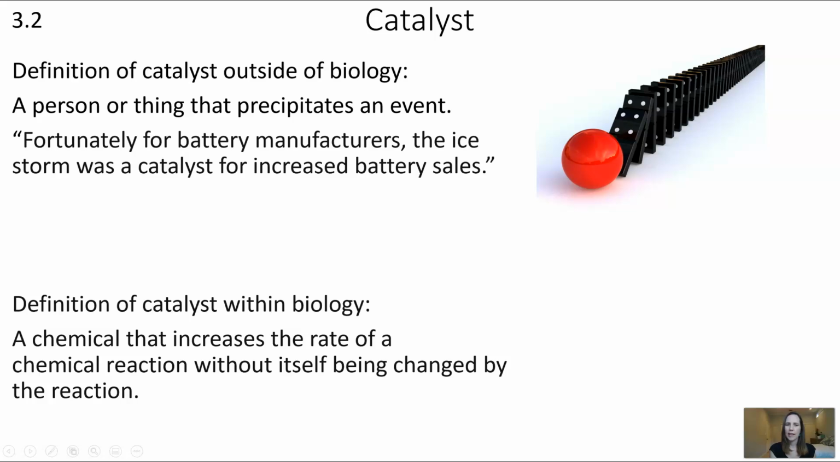One example of a catalyst, and like I said, there are many, would be the idea that fortunately for battery manufacturers, the ice storm was a catalyst for increased battery sales. So there's something that precipitated an event. The ice storm precipitated the battery sales. It sort of created it, it inspired it. Within biology, the definition of a catalyst is a chemical that increases the rate of a chemical reaction without itself being changed by the reaction.